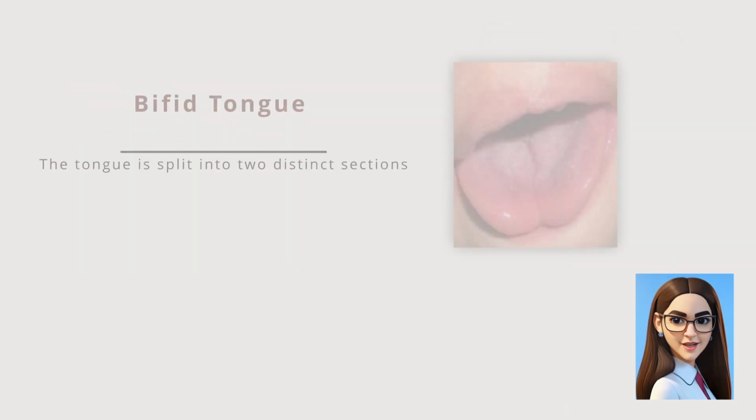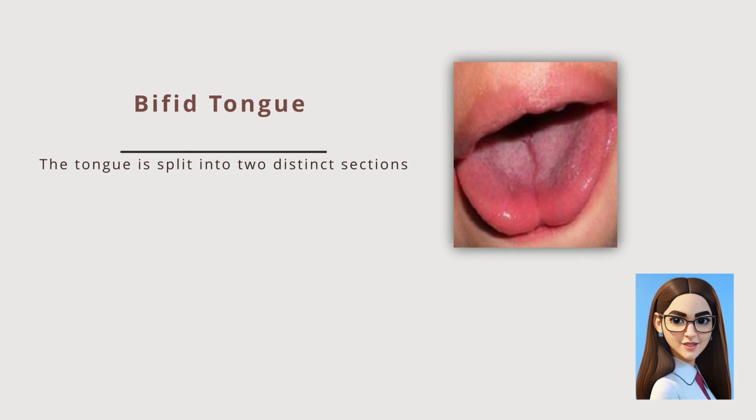Next, we have bifid tongue, also known as tongue bifurcation, a rare condition where the tongue is split into two distinct sections. This can occur due to a variety of factors, including genetics, environmental factors, or underlying medical conditions. While bifid tongue is usually harmless and does not cause any symptoms in some cases, it can cause difficulty with speech, eating, or other oral functions. In some cases, a bifid tongue can be treated with surgery to repair the split and restore normal function. However, in many cases, treatment is not necessary, and the condition can be managed with regular oral hygiene and monitoring.